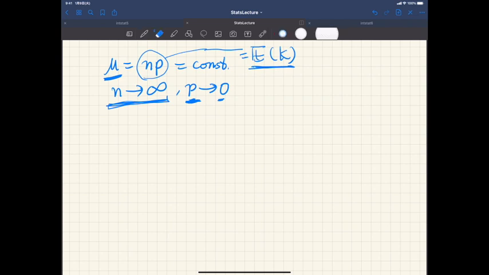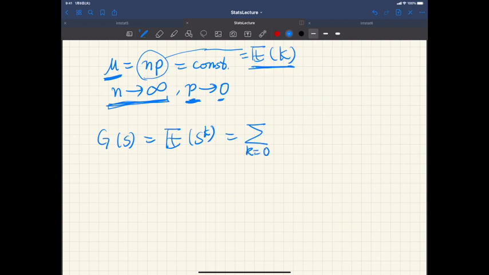So in this case, we can calculate the probability generating function for the Poisson distribution. Just apply the definition. You sum over k from 0 to infinity, s to the power of k, and e to the power of negative mu, and mu to the power of k over k factorial.